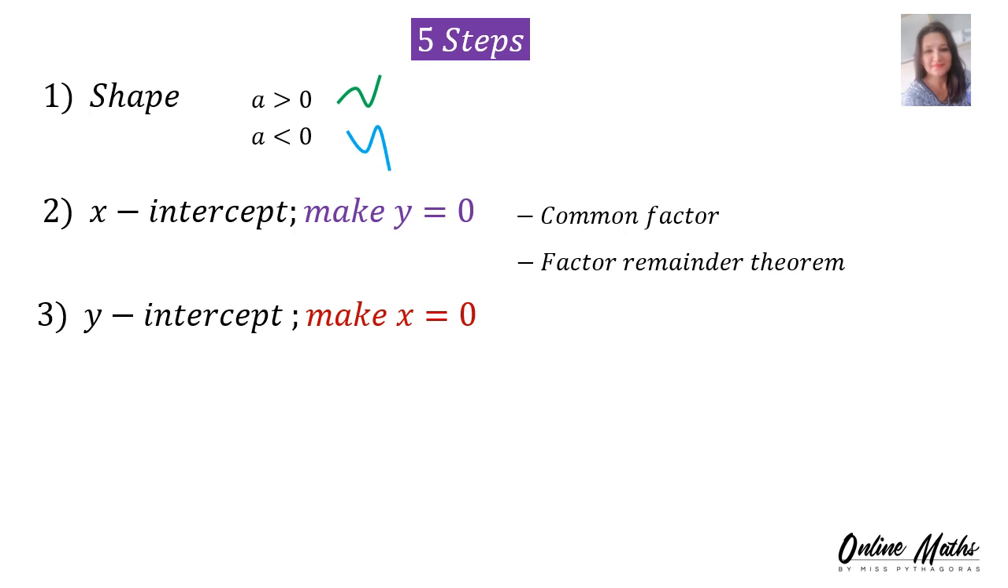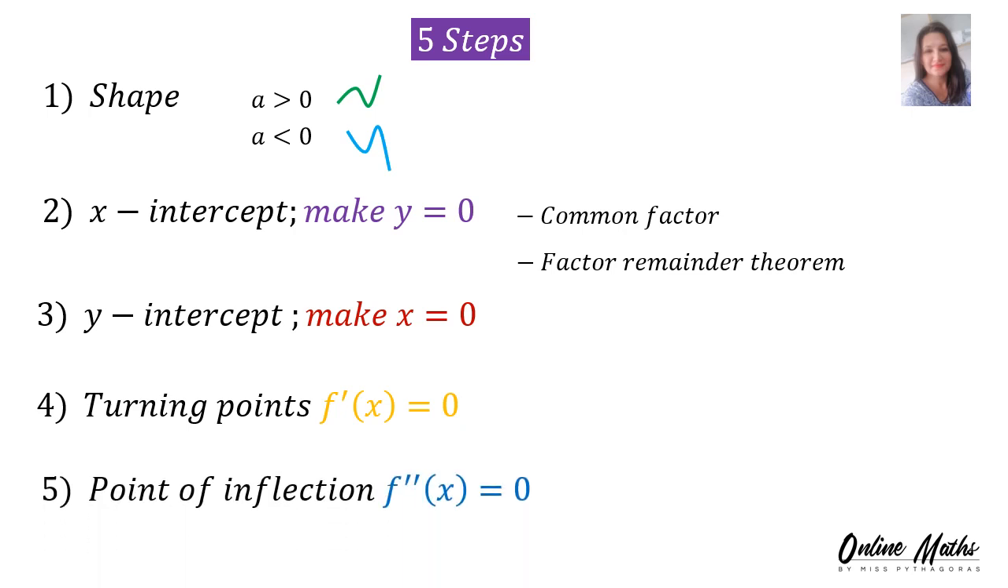Step 3 will be to find the y-intercept. There we will make x 0. Step 4, finding the turning points by finding the first derivative and equating it to 0. And the last step, the point of inflection. To find that one, you will take the second derivative and equate to 0. Let's look at some examples.